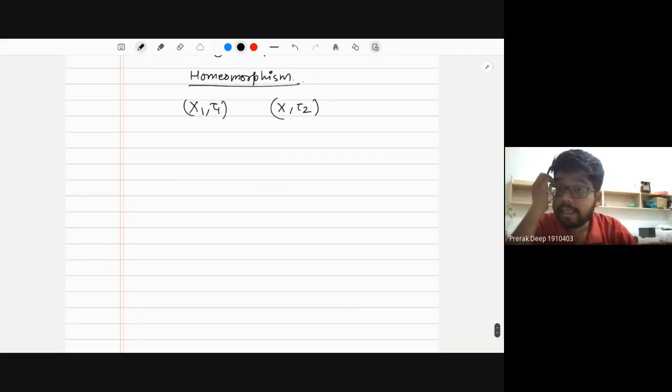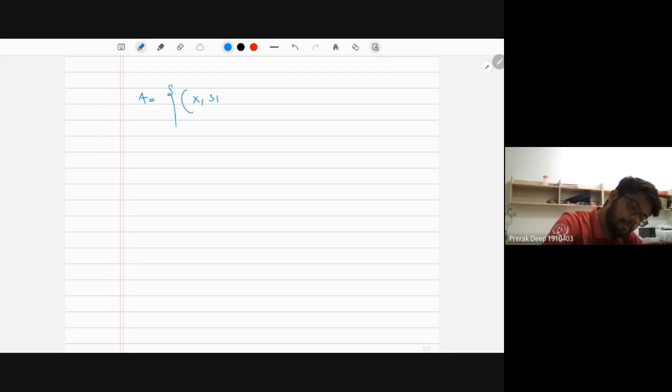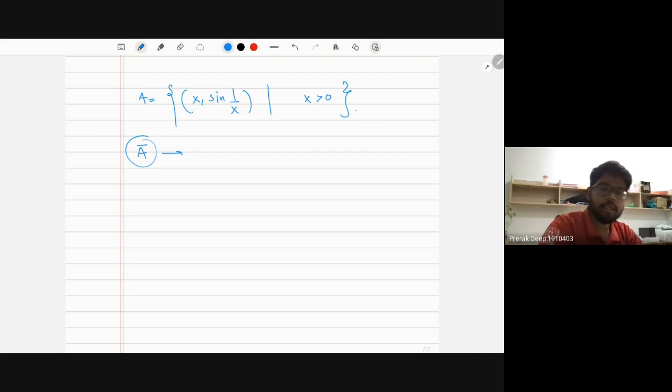So Thangeshwaran asked me about the sine curve, to prove whether the sine curve is closed or not. Let me quickly write down the definition of the sine curve. The sine curve is the graph of sin(1/x) where x is positive. So we consider its closure. Now what is a closure? A closure is the set A union with the limit points of A.